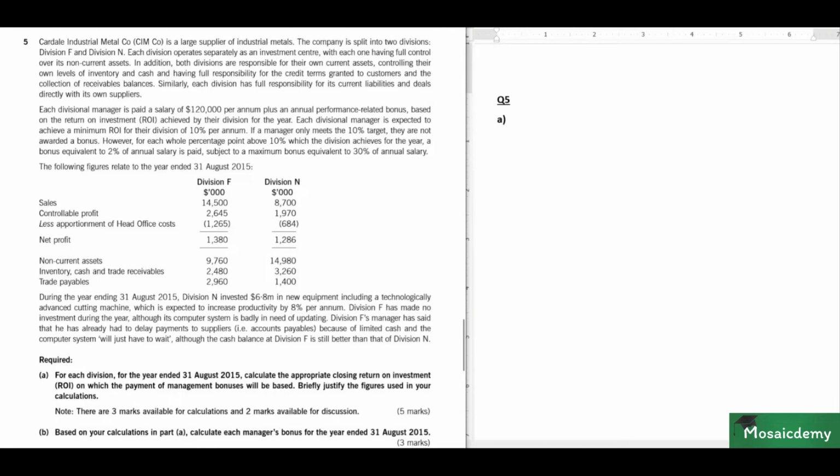With each one having, okay, so now we have some important information. Full control over its non-current assets, okay? So for our capital employed calculation, non-current assets are fully controllable, okay? In addition, both divisions are responsible for their own current assets. So there's control over the current and non-current assets, in controlling their levels of inventory, cash, etc., all of those things, and receivables, okay? Similarly, each division has responsibility over its current liabilities and deals with its own suppliers. So everything, the current liabilities, the non-current assets, and the current assets are under their control.